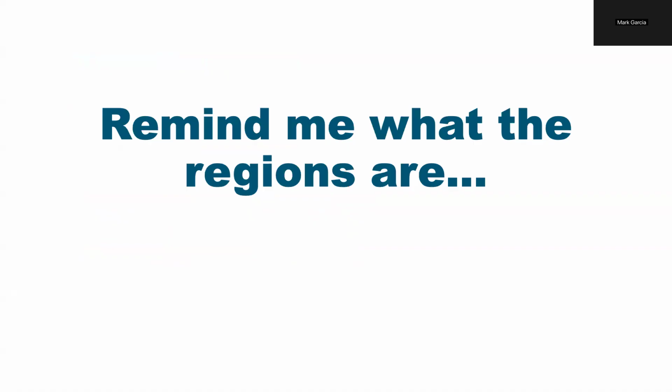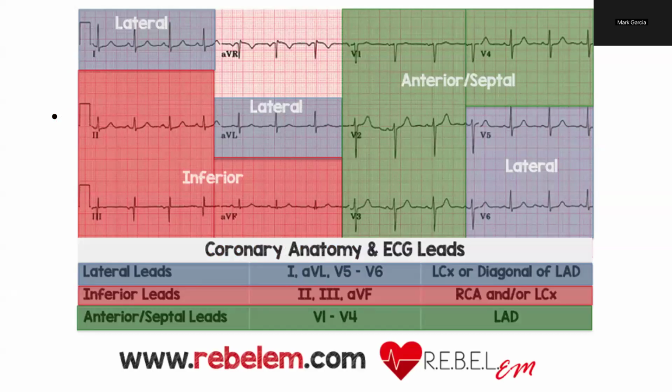So remind me again what the regions are. This is a good little table which will tell you what the regions are. Everyone seems to know inferior, which is 2, 3, and aVF. The lateral, people seem to remember as V5, V6, but sometimes people forget 1 and aVL. And anterior septal. So anterior is V1, V2, and septal is V3 and V4. Okay.